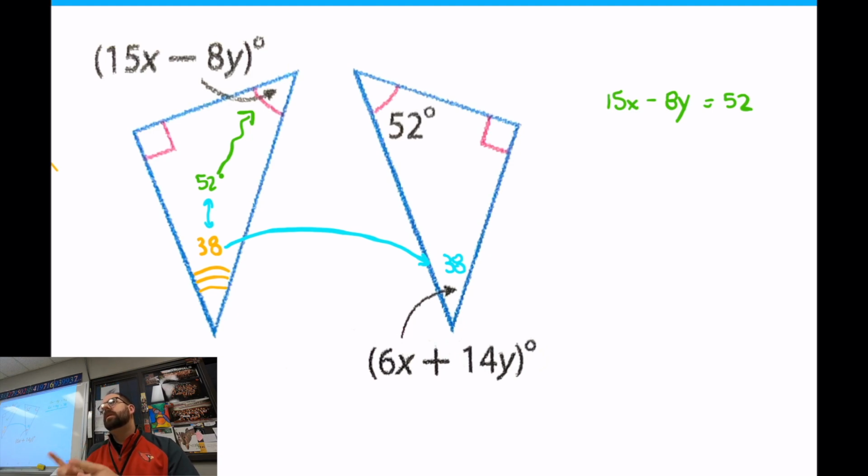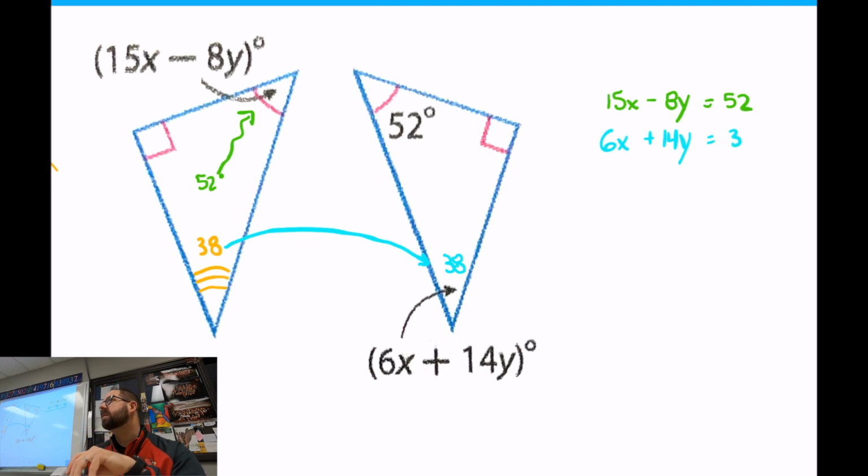Now, how do we solve for x and y? Because that's the question on this one. I pulled this one from the book, and the directions said find x and y. How do we do it? Elimination. Yeah, you can do it by elimination. Probably that's what I would do here, probably not a substitution method.